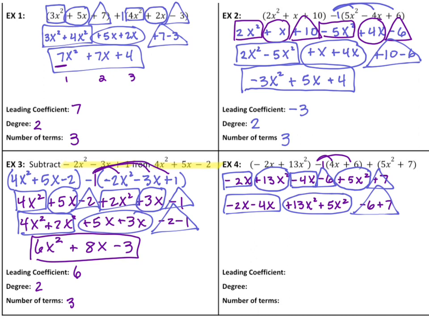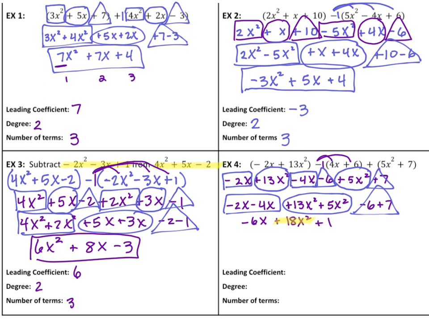Let's rewrite with combined like terms. -2x minus 4x is -6x, plus 13x squared plus 5x squared is 18x squared. And -6 plus 7 is +1. But I have to check and see, is this in standard form? Oh no, my biggest degree, the x squared, is not first. So this is not in order, this is not in standard form.